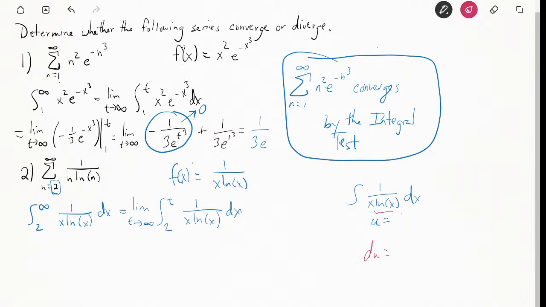So u equals natural log of x. That's a great choice. This one will work out nicely. So you get du equals 1 over x dx. So if keeping that in mind, what do we get? Well, our new integral becomes, well, we already have the 1 over x dx. That's sitting right there, so that's just du. So this whole thing becomes just 1 over u du.